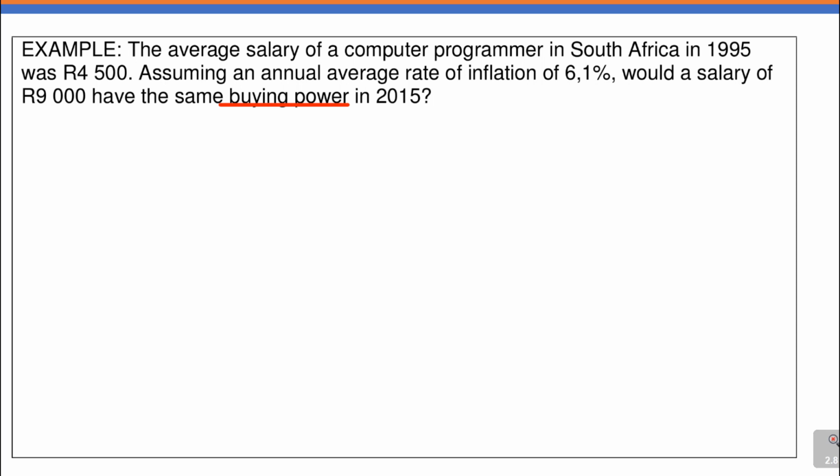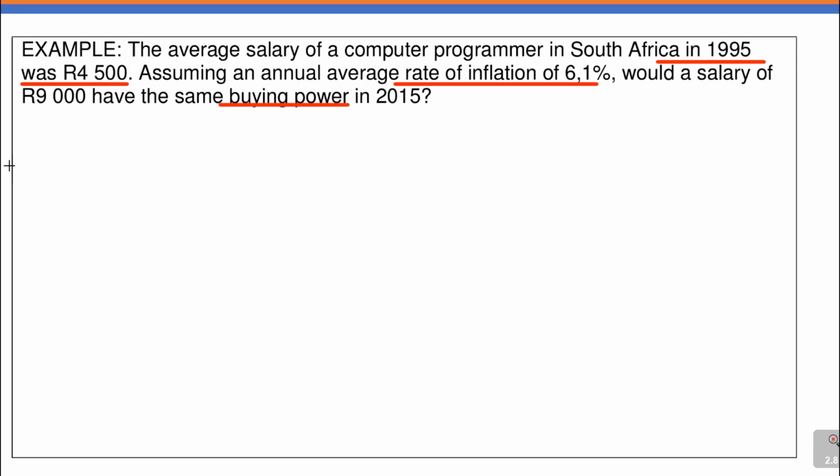That's what inflation does. What you can buy in the future becomes less than what you could buy at that time. That's why when banks are lending you money, they put interest. Why are they putting interest? So that they can maintain the buying power of the money. So they are saying here, if you're a programmer in 1995, you are getting 4,500. Now the question is, if there was an inflation rate of 6.1%, how much must you be getting now?